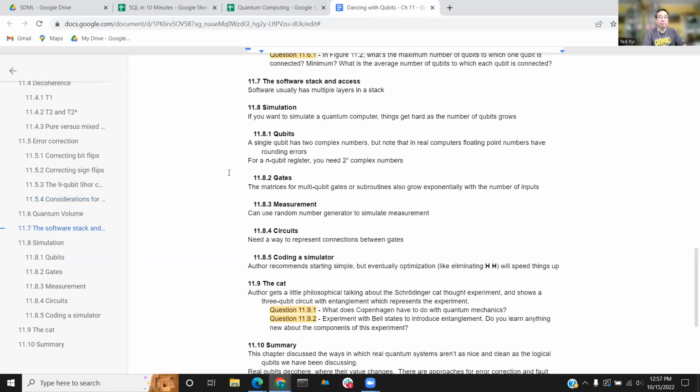All right. Then the next two sections, I'm not 100% sure where the author was going with this, but basically saying, hey, software usually has a stack with different layers that handle different things for you. If you want to build a simulator, the author recommends don't. There are actually multiple simulators out there. But let me tell you about the considerations you would need to build a simulator anyway.